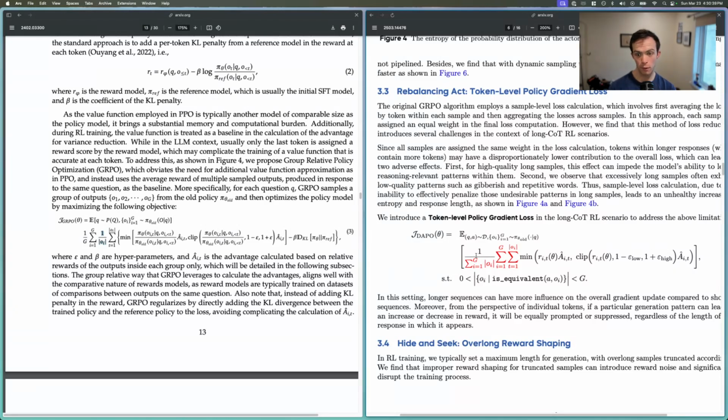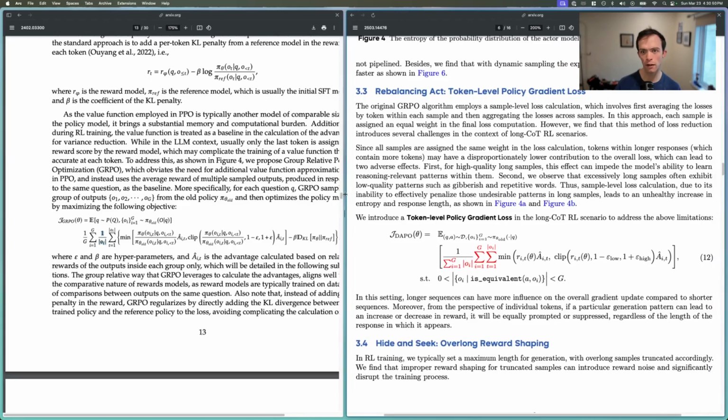The reasoning that the DAPO paper gives is very similar to the reasoning from the Dr. GRPO paper that I've talked about for most of this. I can quote it directly. Talking about using the per-token loss, the authors say that since all samples are assigned the same weight in the loss calculation, all samples being completions to a prompt, tokens in longer responses, which can contain more tokens, may have a disproportionately lower contribution to the overall loss, which can lead to two adverse effects.